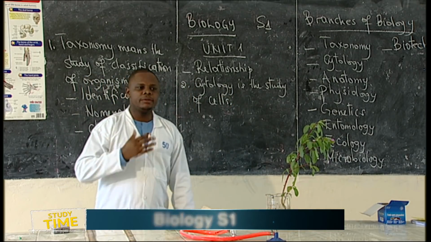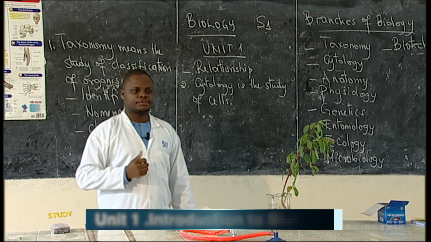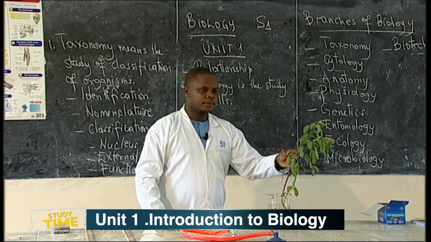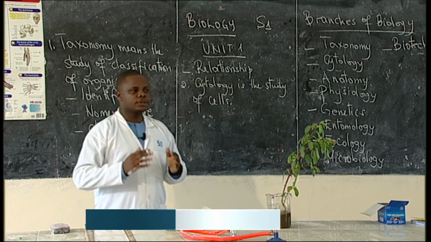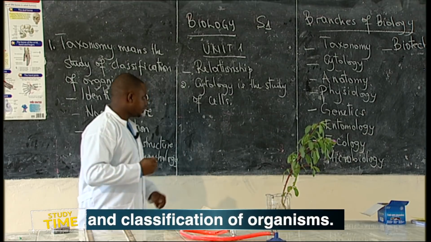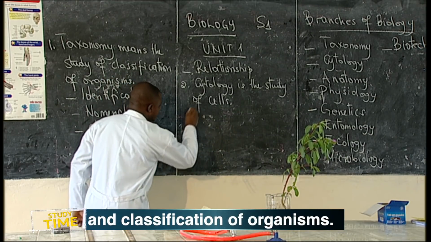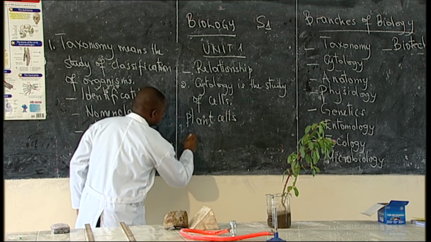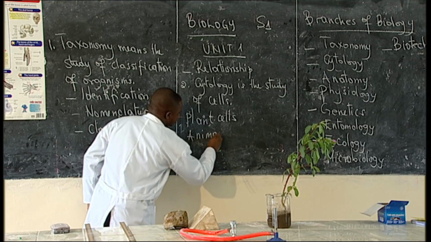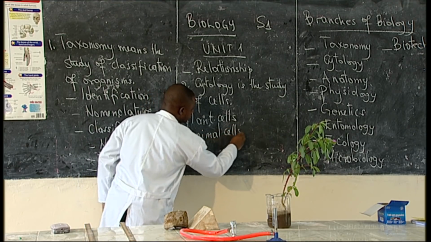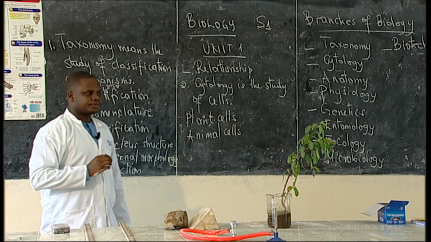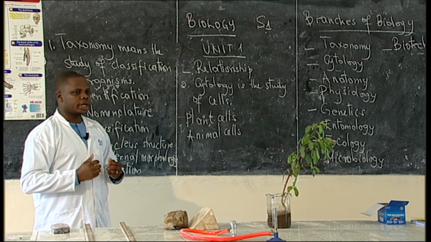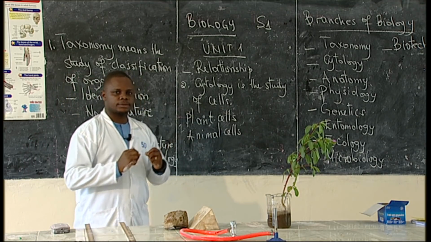Where can we find cells? Plants have cells, animals have cells, which means we can have plant cells. We can also have animal cells. With cytology, we check the structure of the cell.